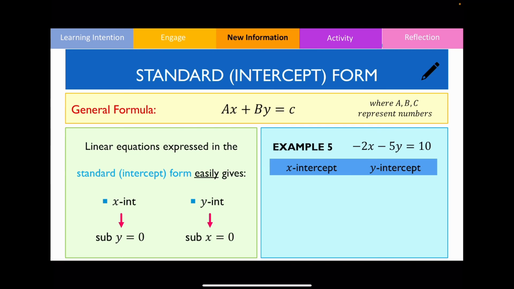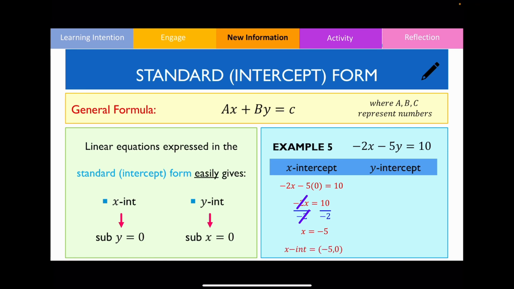In order for us to solve for the x-intercept, let's substitute y is equal to 0. So what I've done is I've replaced the letter y with 0, as you can see here. We know that any number multiplied by 0 is equal to 0, so hence you're going to get negative 2x is equal to 10. Let's now divide both sides by negative 2 to solve for x. Hence, x in this example is going to be equal to negative 5. So that's going to be our x-intercept.